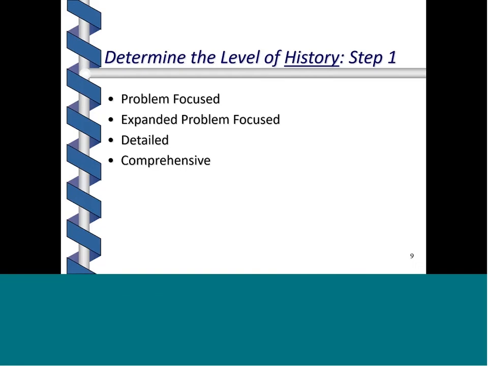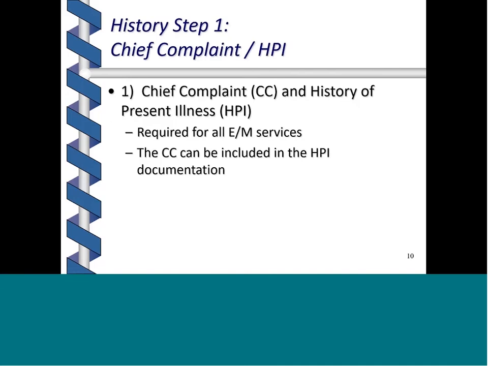So when we look to select the history in the end that's going to go in as a key component, the highest level services, your level 5 services, will require comprehensive histories. Your established patient, next levels down will require detailed, and so on. So obviously the lower level services require lower level history, and the higher level services would require a higher level of documented and medically necessary history.